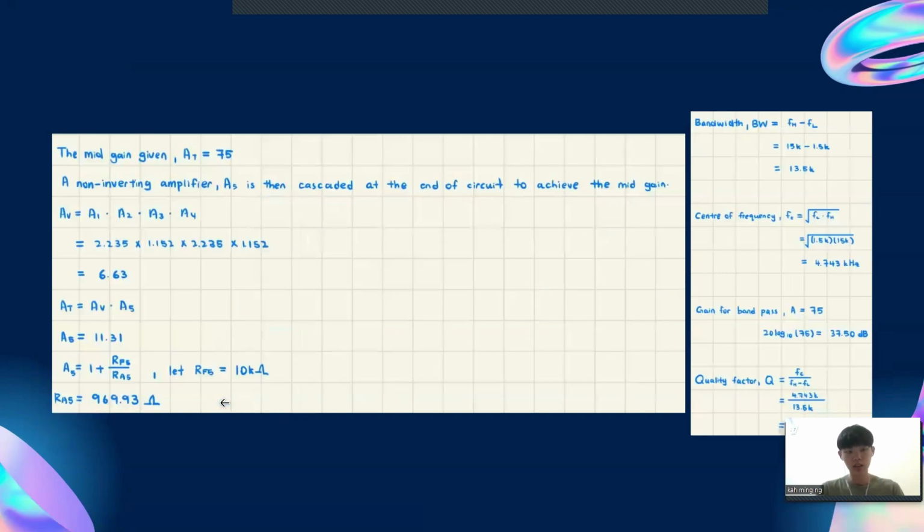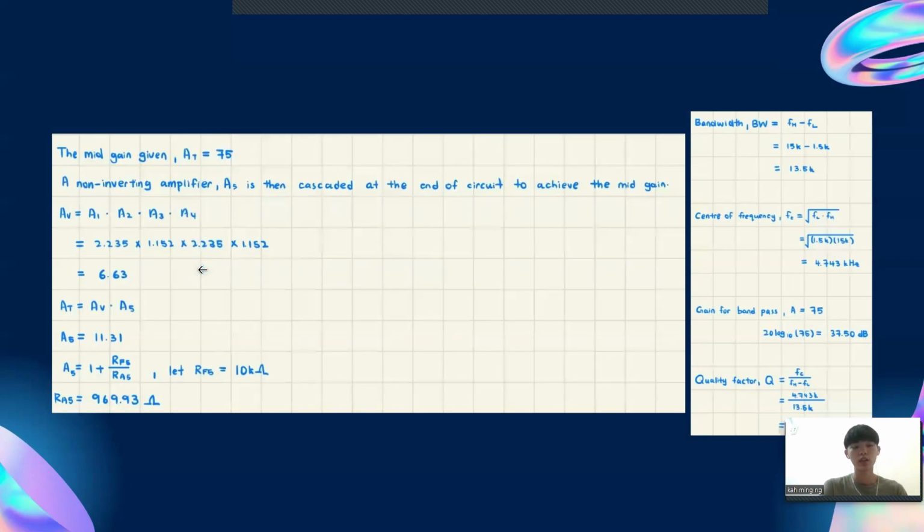After we get all the gain values, we total it up by multiplying all the gains here, and we get the value is 6.63. So it doesn't achieve the given mid gain value, which is 75. So we have to add an extra non-inverting amplifier. We assume it as A5. We cascade it at the end of the circuit.